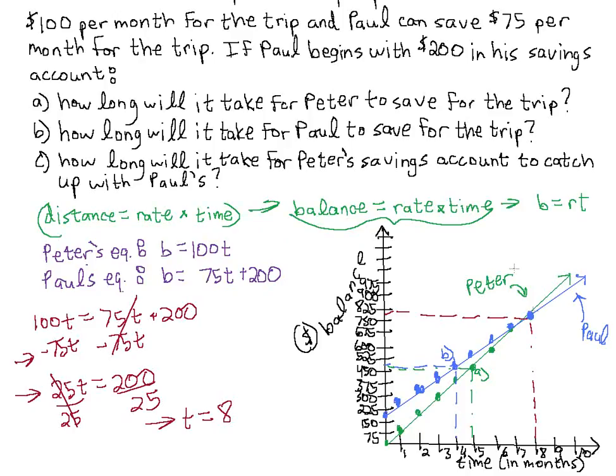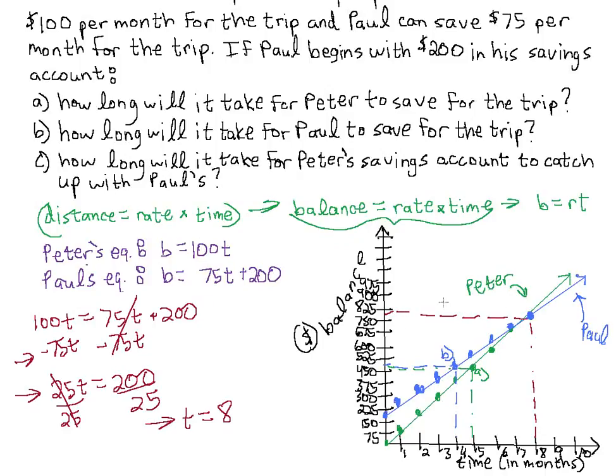When we're graphing systems of linear equations, the actual graph is just going to be an approximation of the solution for the system. It's where they intersect that is the actual exact solution, and we're just a little bit off. But we know that after 8 months, both Peter and Paul's savings accounts will be equal to each other, and they'll both be at $800.